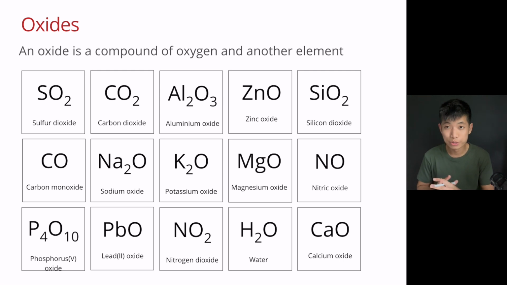So I'll now present you with a list of different oxides. Let's put what we have learned into practice. Can you classify each of them into either acidic, basic, amphoteric, or neutral? Pause the video and have a go at it.